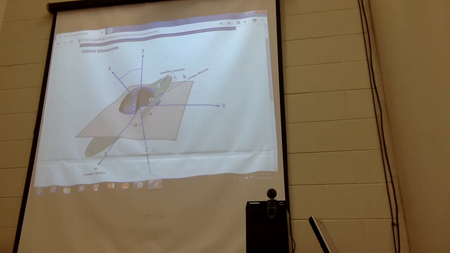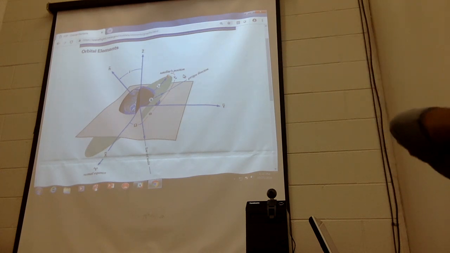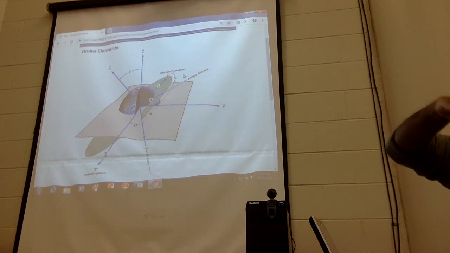What happens to the plane, the orbit? It becomes bigger, bigger, bigger. But the plane is the same. Okay. Does that make sense?